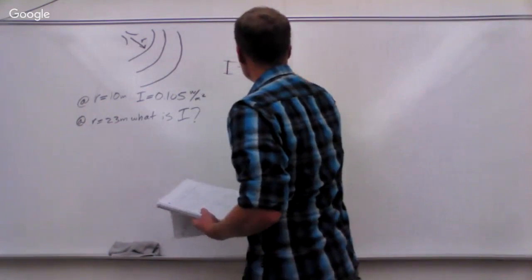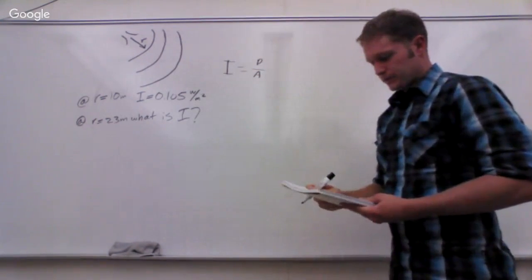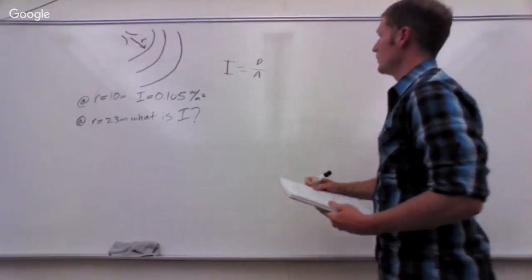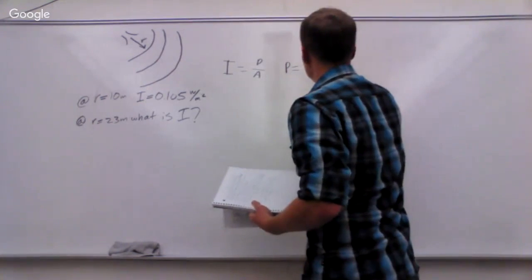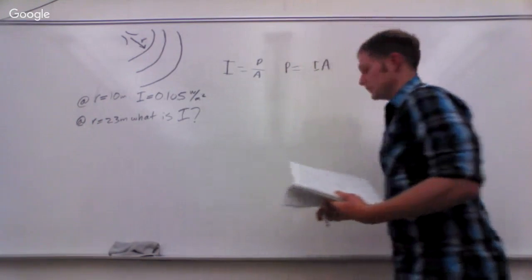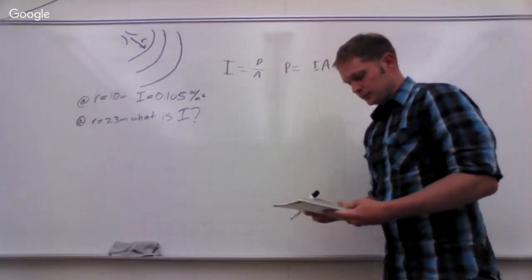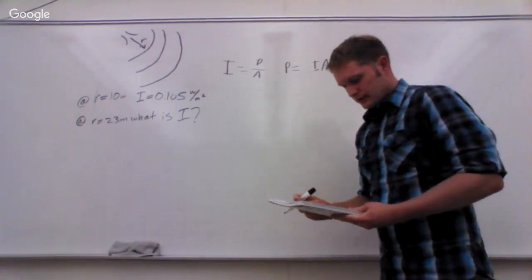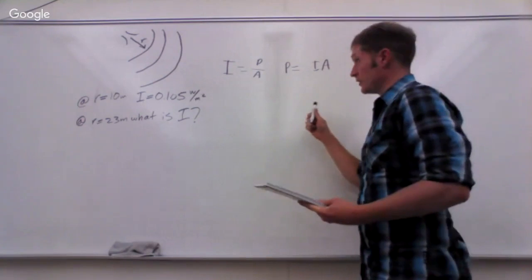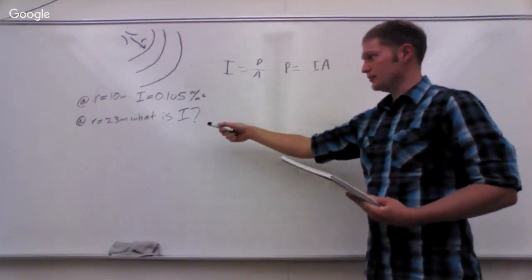First of all, we know that the equation for intensity is I equals power over area. We'll have to first solve that for power. So the power is equal to intensity times the area, and that's how we'll find the power. Once we know that, we know that the power will remain constant for the other distance of 23 meters.